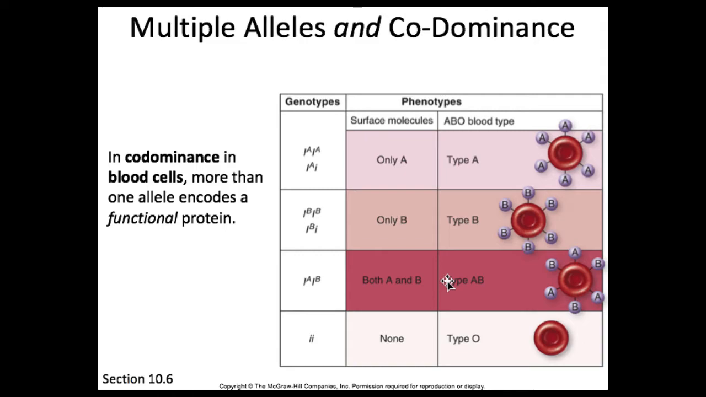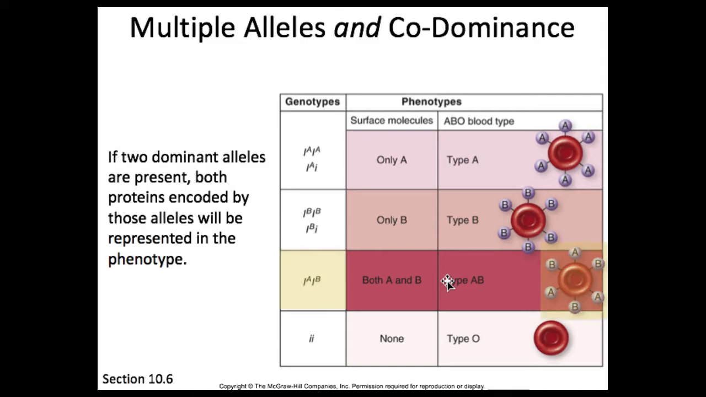Codominance also plays a role in our blood types. In codominance in blood cells, more than one allele encodes for a functional protein found on the surface of that blood cell. If two dominant alleles are present, both proteins encoded by those alleles will be represented in the phenotype. Is this sex-linked? No. Remember, there's no X or Y chromosome here. We're just talking about these autosomal characteristics.